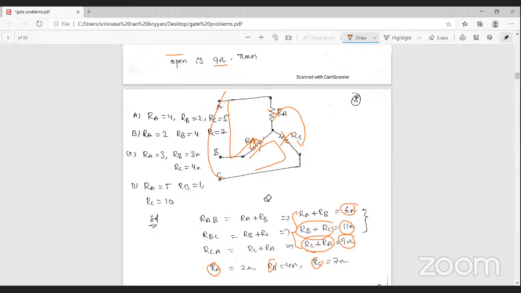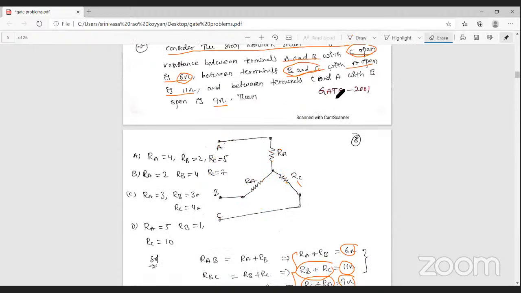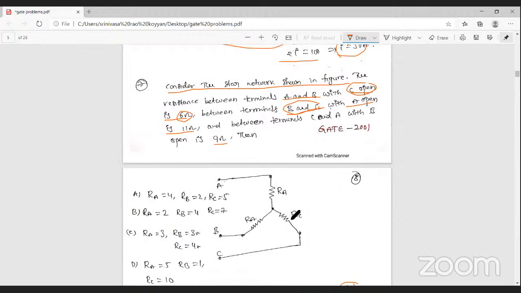So once again, here the resistance between the terminals A and B with C open. C is open means here C is open. So the resistance between the terminals A and B, what is the value? 6 ohm resistance is given. But generally these two resistances are in series because here the resistance R is open. So that's why RA plus RB.